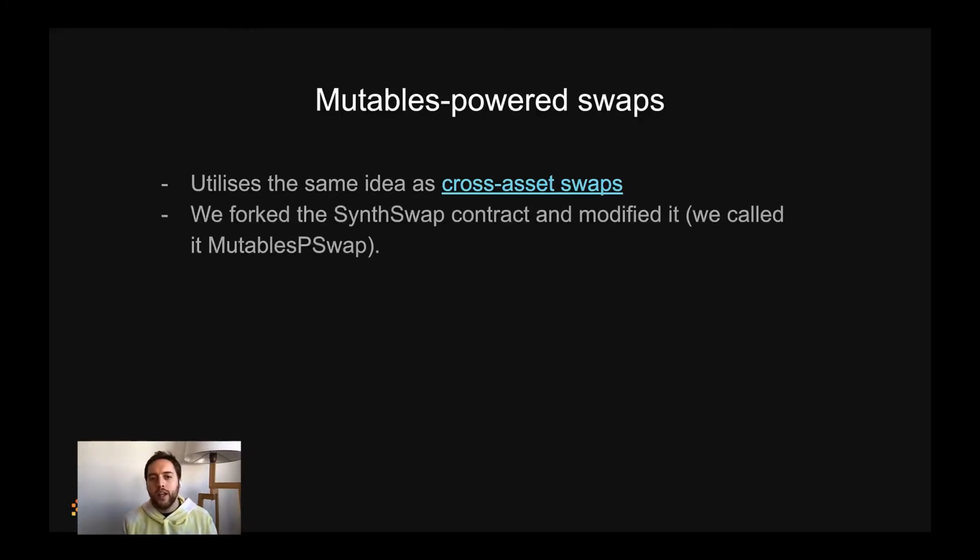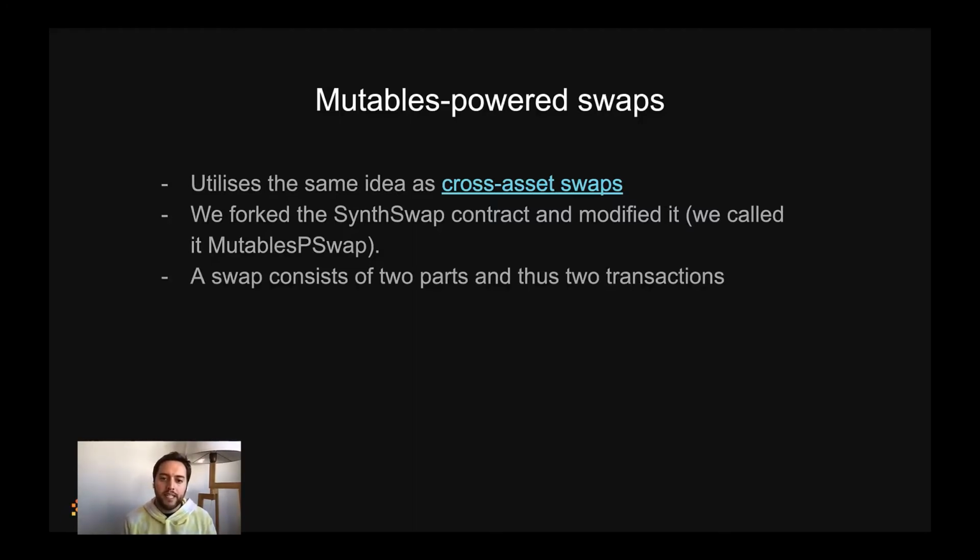So we wanted to have this same idea here. What we've done was forking the SynSwap contract from Curve, and we modified it to make it work with our Mutables protocol. We called this contract now Mutables PSwap. Basically a cross-asset swap or a Mutables powered swap consists of two parts and thus two transactions.